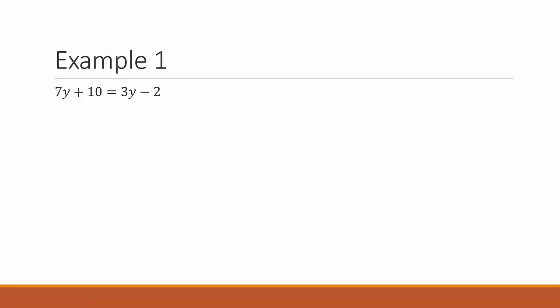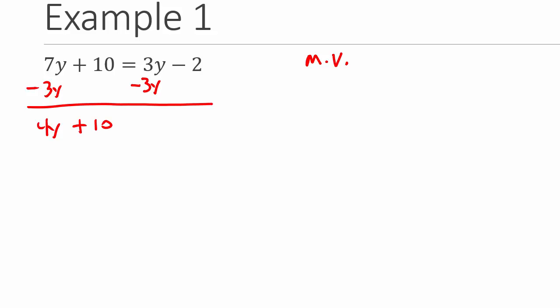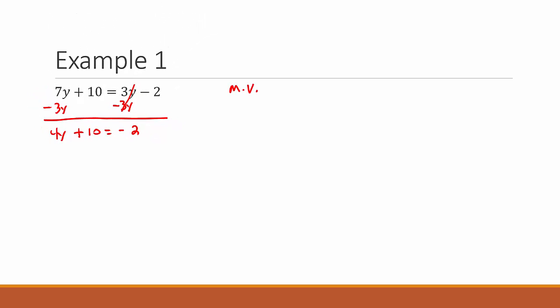So the first thing I'm going to do is move my variable terms. I'll call that MV. Move my variable terms to get those together. So I'll use my addition principle. I like to get my variables on the left-hand side if possible. So since I have 3y here, to move this, I'm going to subtract 3y from each side. So 7y minus 3y is simply 4y. Bring down the plus 10. 3y minus 3y cancels out. That's why we did that. So I have negative 2 left on my right-hand side.